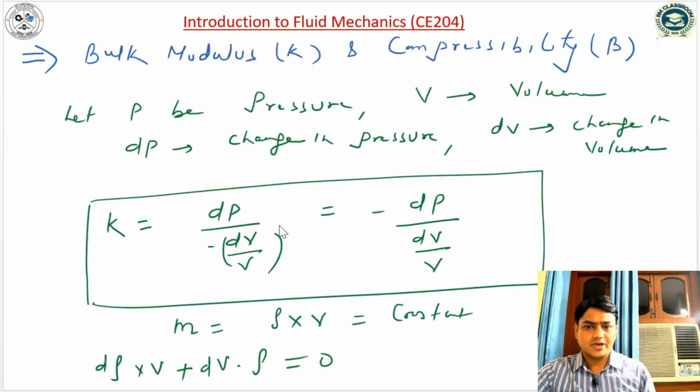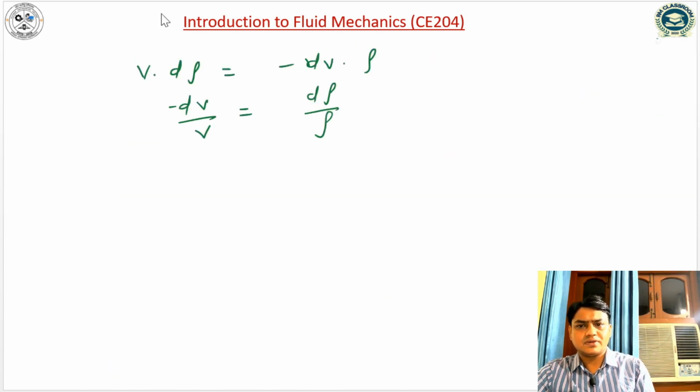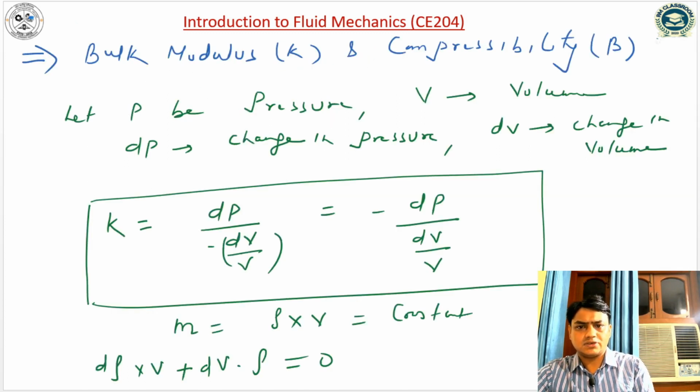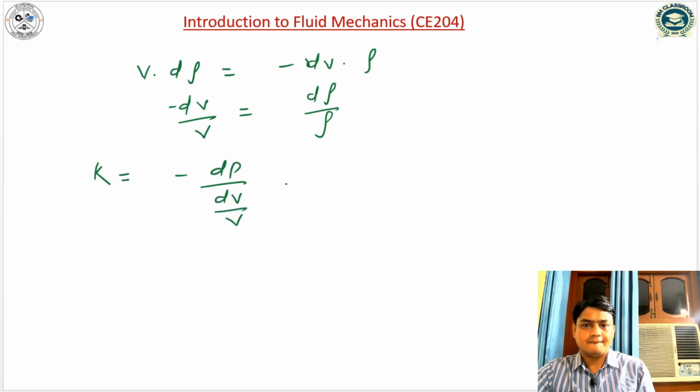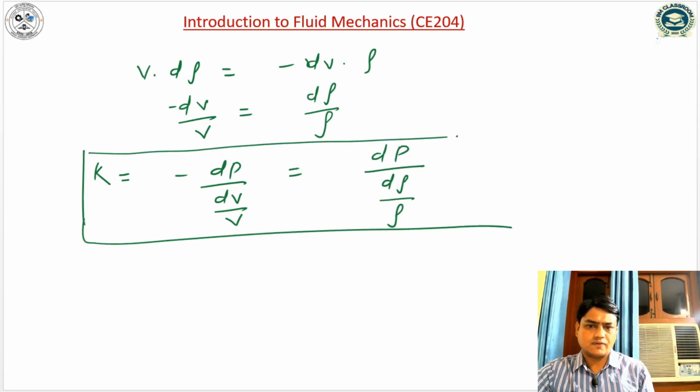So the bulk modulus I have written is K is equal to minus dP by dV by V. Let us assume this is equation number one. Putting the value of minus dV by V, we can write K is equal to dP by d rho by rho. So the bulk modulus can also be written in terms of change in density and change in pressure.